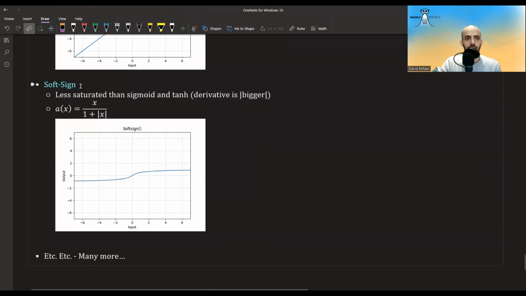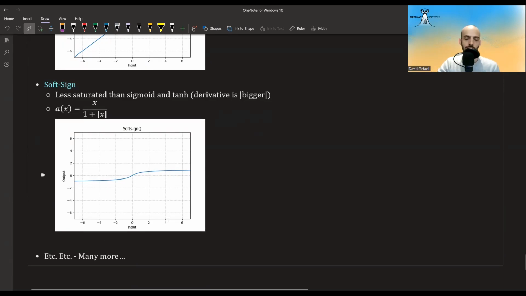The second is called the soft sign. It's equal to this thing over here. It looks like this, so it's kind of similar to a tanh or a sigmoid. The thing is that it's less saturated than the sigmoid or tanh, meaning the derivative for very high or very low inputs is bigger than the derivatives of a sigmoid or a tanh. So you can use the soft sign activation to overcome the saturation problem of sigmoid and tanh activation functions.